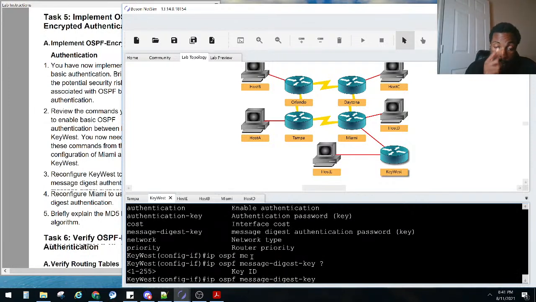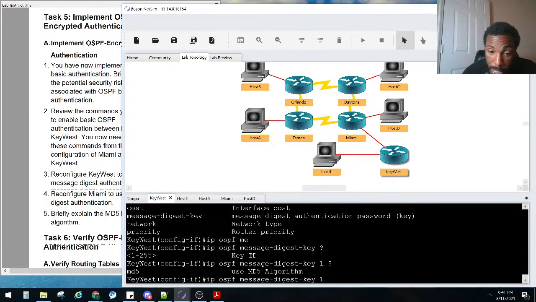And then we got to put in a key ID. They didn't say which key ID. And this is the funny thing about this too. We'll see the answers in a second. But we'll pick key 1, and then it says question mark. We put in MD5 algorithm.